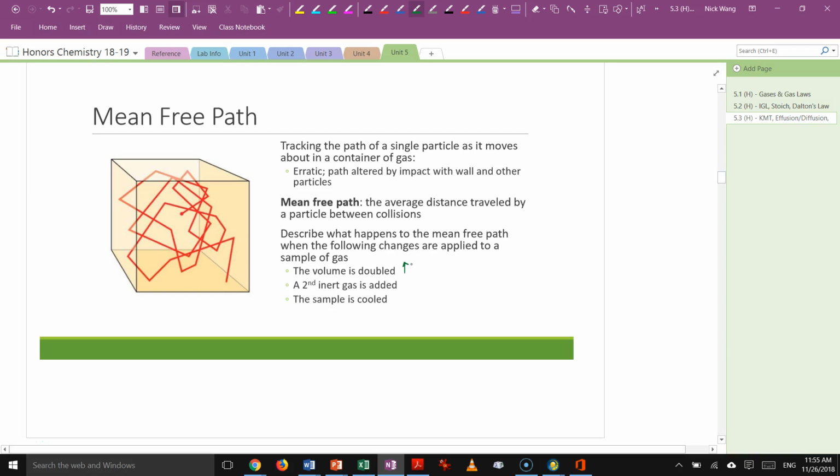A second inert gas is added. Inert, of course, means that it is unreactive, so basically just another set of particles in there. What happens to the mean free path? Well, there are more particles around, which means more potential for collision. So the mean free path will end up decreasing because of the addition of them. The third one: the sample is cooled. I'm going to let you try and figure this one out on your own, thinking about what happens to the particles as they cool down, and then what that does to the mean free path.